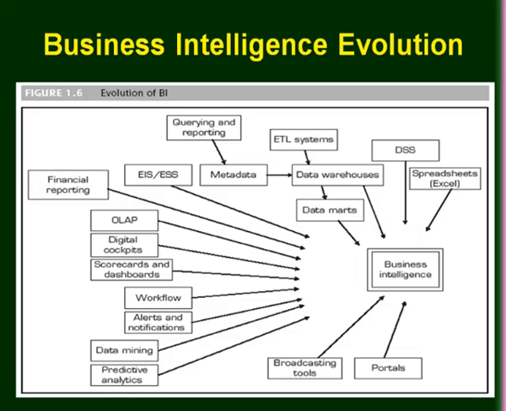If you observe the slide, business intelligence requires a lot of techniques and technologies. So it uses data warehouses, data marts, and it also requires some broadcasting tools. It also requires portals, a decision support system, spreadsheets, Excel sheets, financial reporting, OLAP, digital cockpits, scorecards and dashboards, etc. They are all integrated here in the form of software called BI.